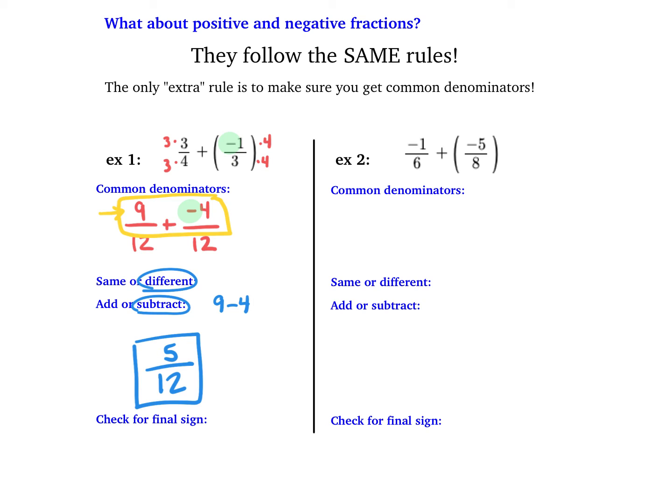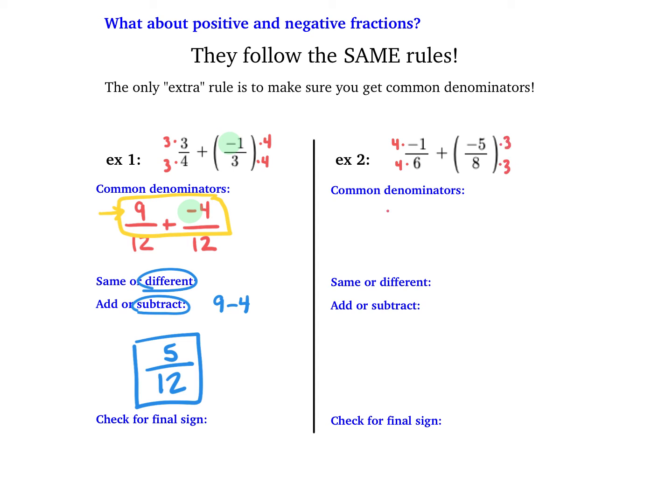Now for our second example, I have a -1/6 plus a -5/8. You might be tempted to multiply the first one by 8 and the second one by 6, but there's a smaller number that works as well for a common denominator, and that's what I'm going to use. 6 and 8 both go into 24. So to get 6 to 24, I would need to multiply by 4. To get 8 to 24, I would need to multiply by 3.